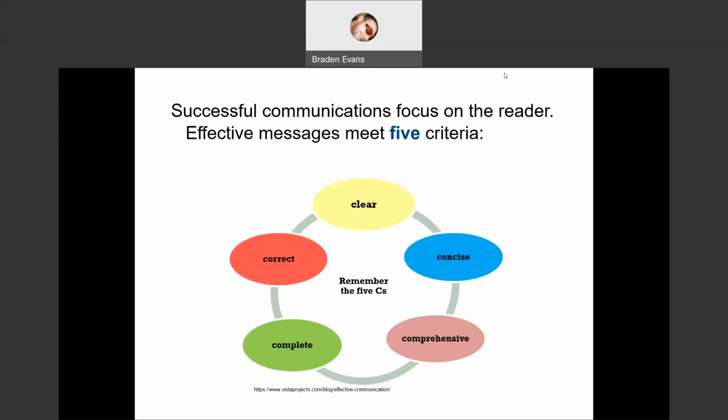Okay. All right. Something that'll come up every once in a while throughout this course, the 5 C's of effective messaging or effective communication. Your message needs to be clear, right? So that means easy to understand. It needs to be concise. What does concise mean? Concise means it's to the point, right? It's as short as you can possibly make it.